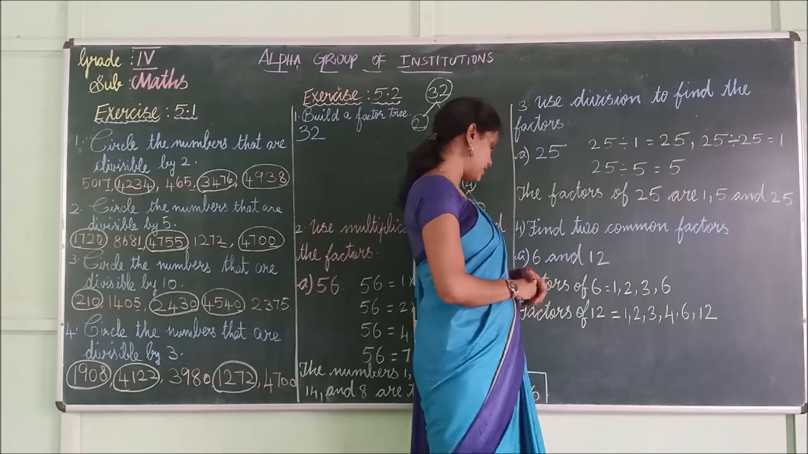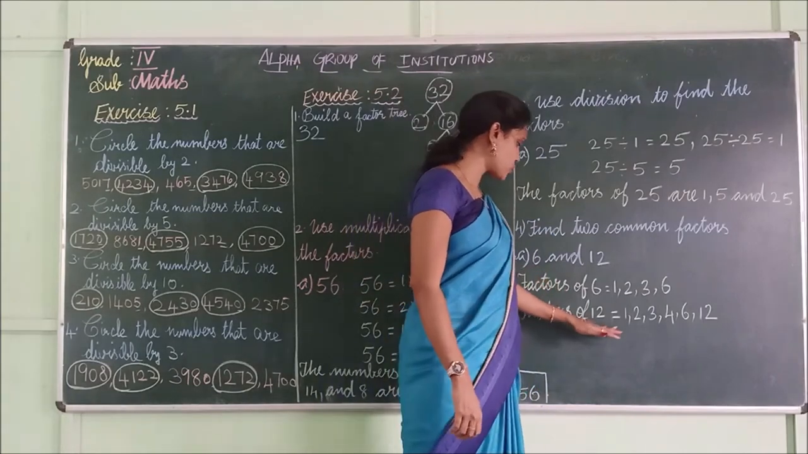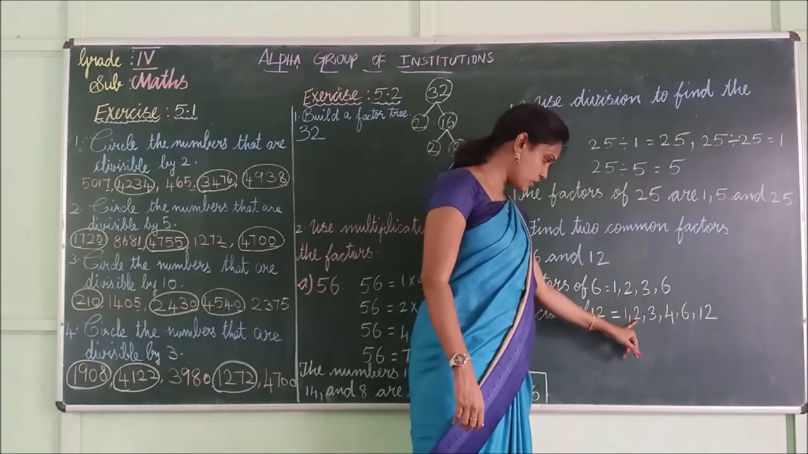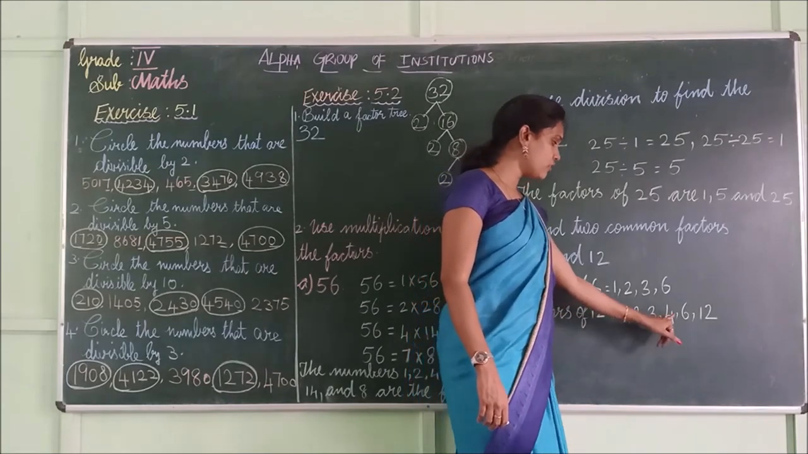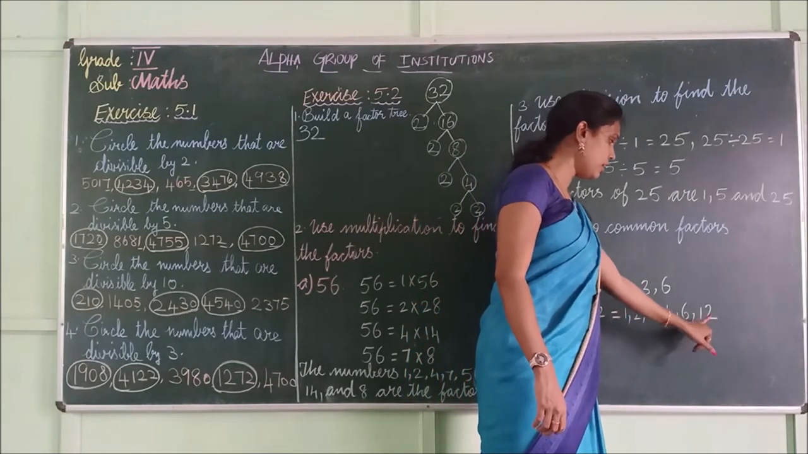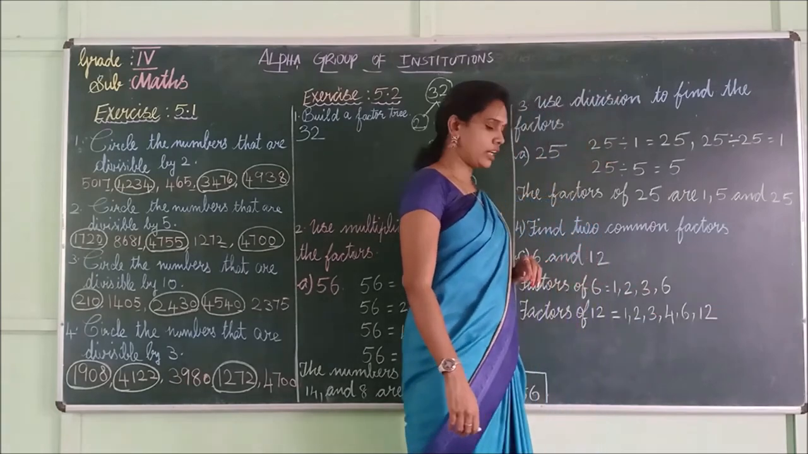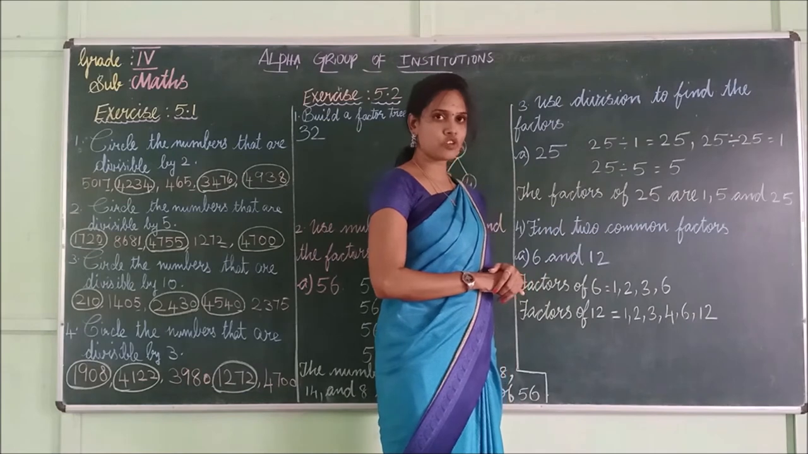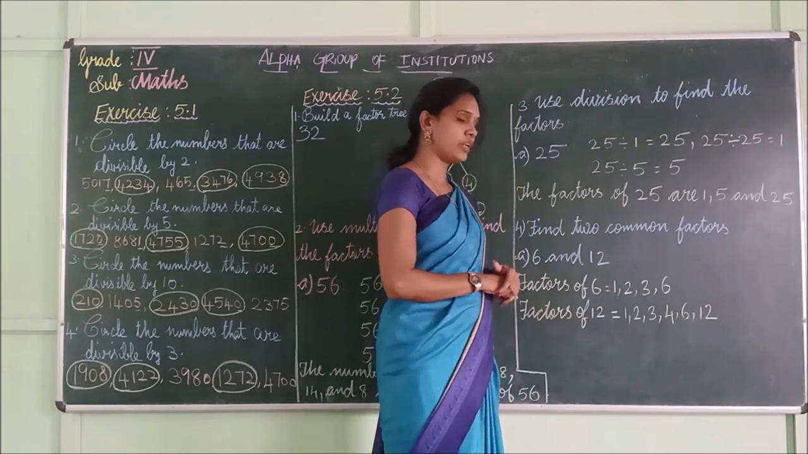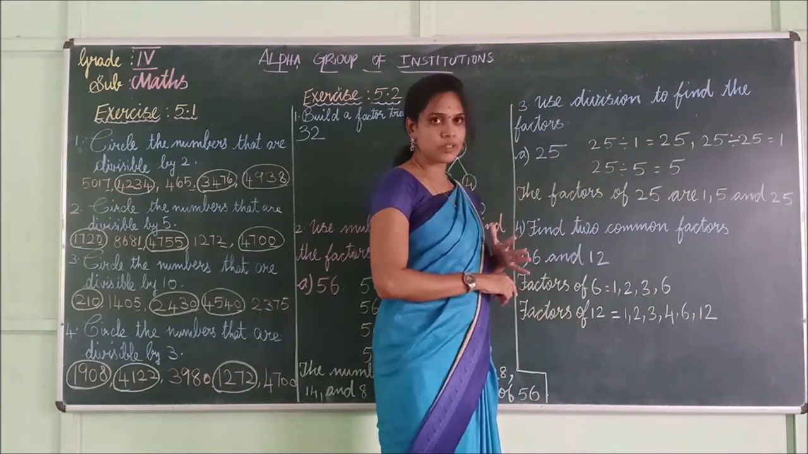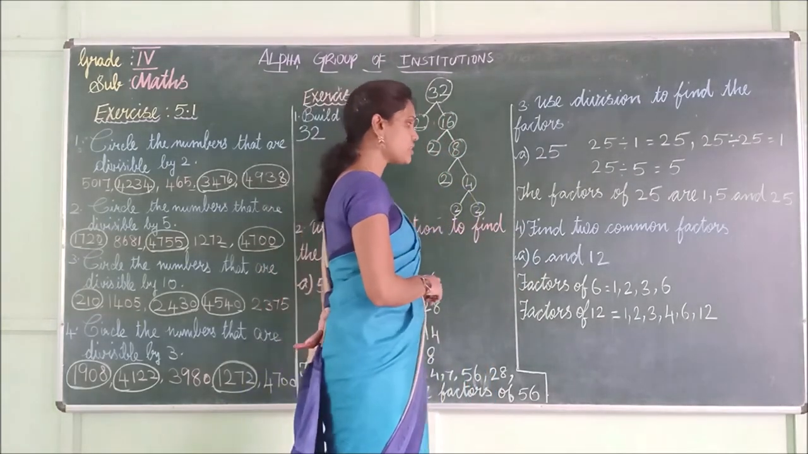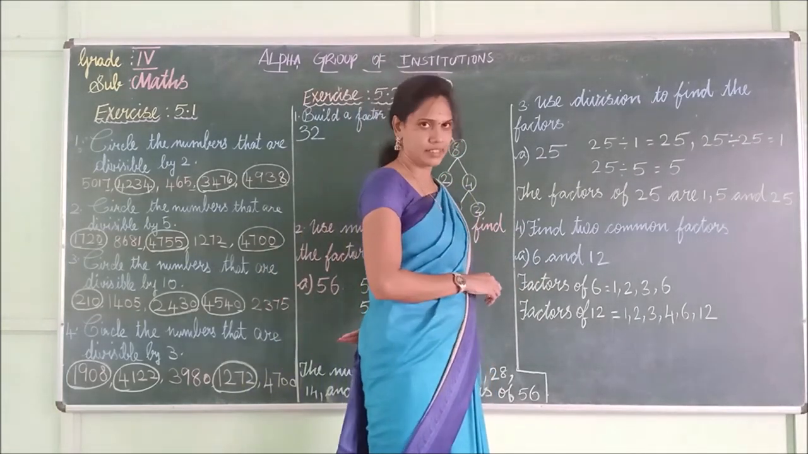Okay children, next, factors of 12. 12 will come in the 1 table as well as the 2 table, 3 table, 4 table, 6 table and 12 table. So these are the factors of 12. You have to check whether this number will come in particular tables or not. Now we have to find the two common factors.